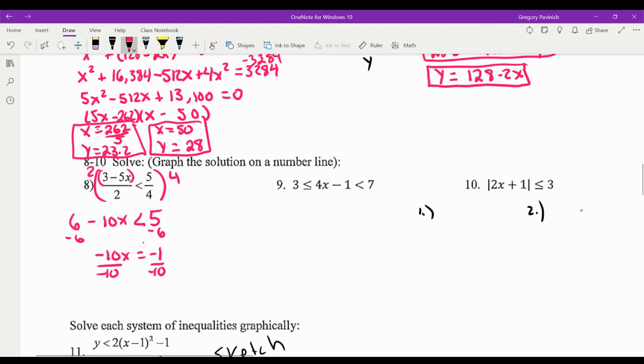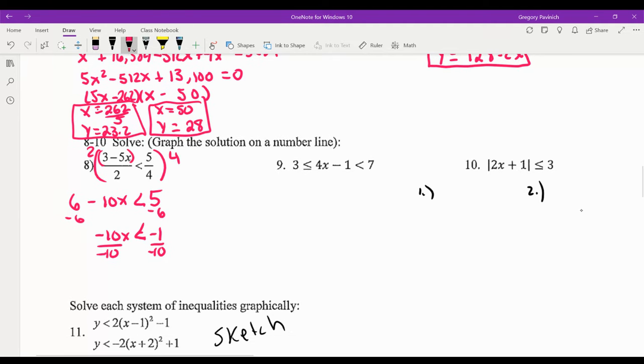Remember, when you divide by a negative with an inequality, you got to flip that sign. Now put it on a number line. This is 0, this is, and it is greater and open.